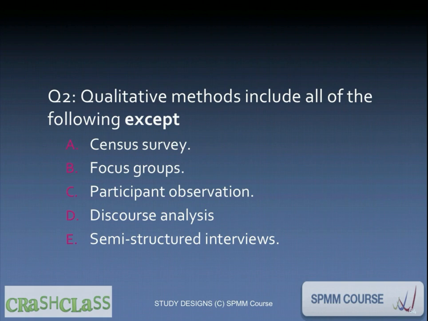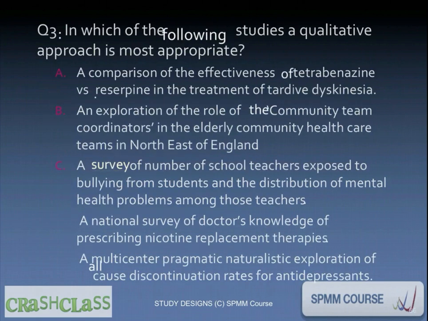Qualitative methods include all of the following except: census survey, focus groups, participant observation, discourse analysis, semi-structured interviews. So what are the methods in qualitative research? Census survey is not a qualitative method. You might remember me telling you that cross-sectional surveys, if they are done on the entire population instead of on a sample, would be called census surveys. So a census survey is quantitative by definition. It is not qualitative. So the answer to question 2 is A. Census survey is not qualitative.